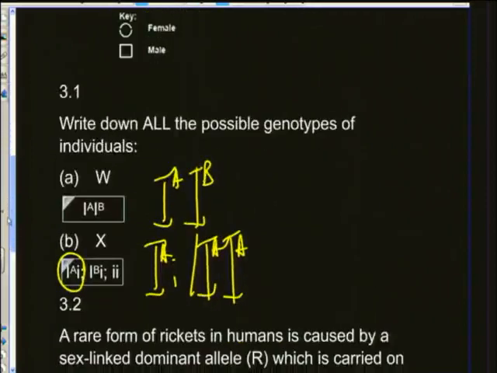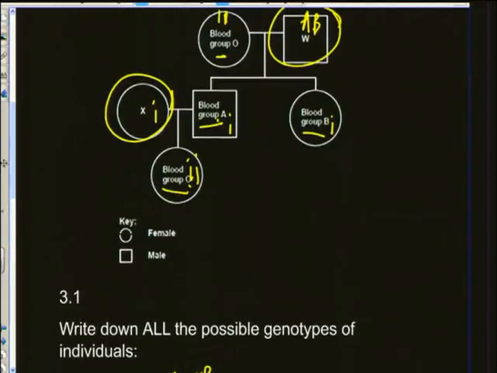All right, we come to X's now. Okay, let's go to X again now. X, the child is O. So X could have been O also, isn't it? Because that and that will give you this.